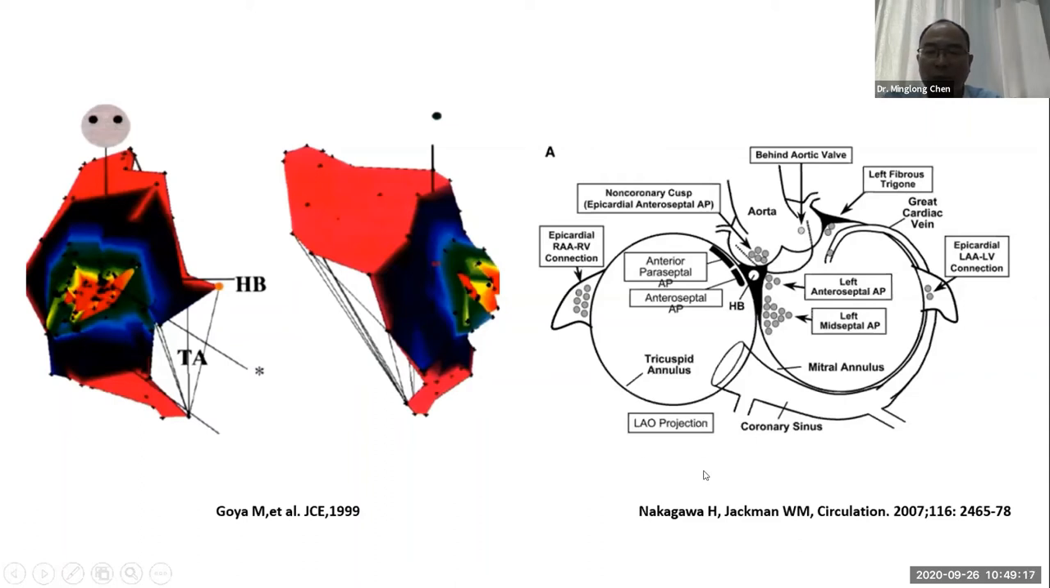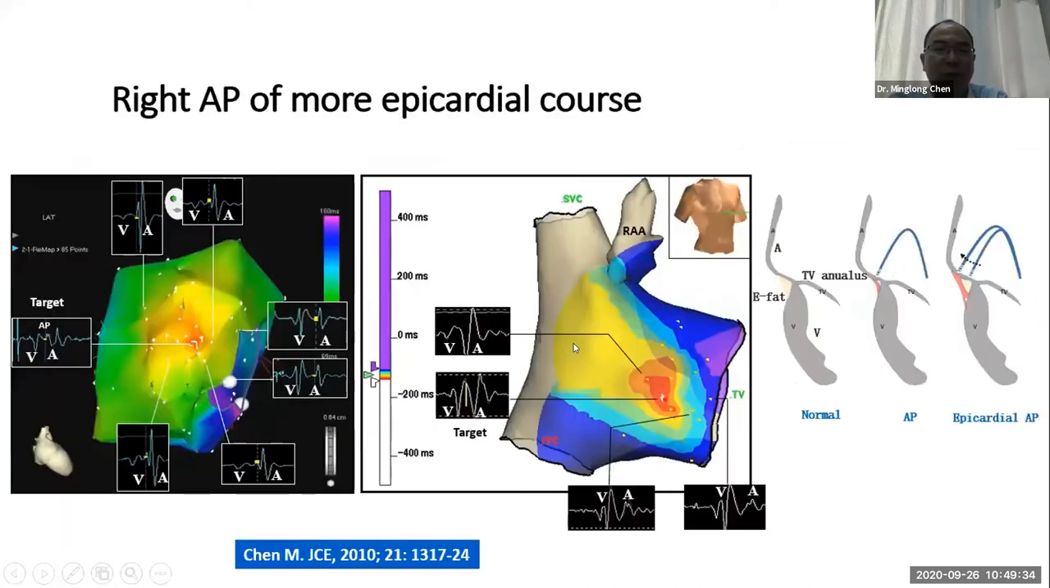And the second report, this is a case series report by Dr. Sunny Jackman. So you can see several cases of patients with right free wall extra pathways that are direct connections from the appendage to the RV free wall. So here's the example. Normally this is the annulus, and annulus tissue is connective tissue.